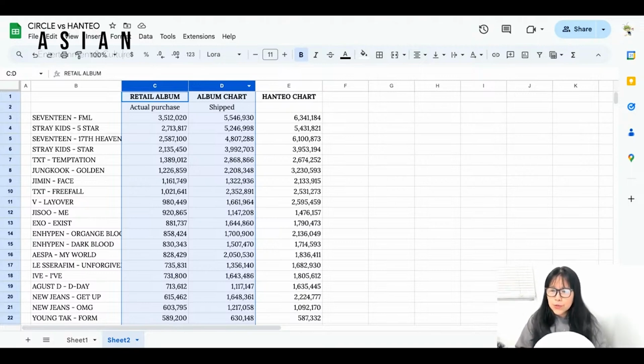So that is why I was telling ARMYs, if you're going to buy an album from a store, just use cash. Leah said, yes, saw the flutter of nonsense. Oh, okay. I will talk about that.